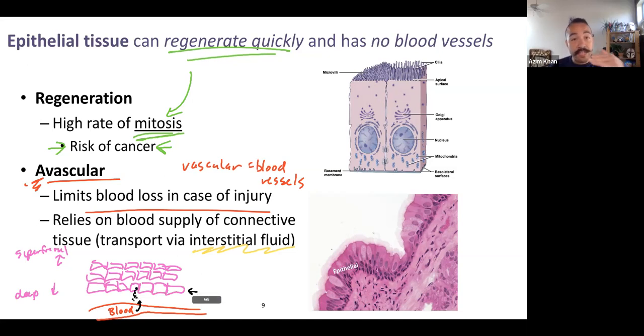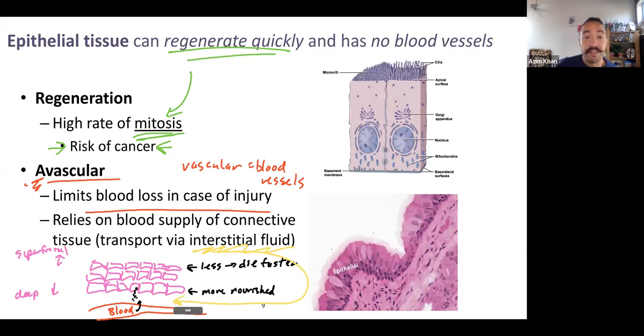The epithelial cells that are deeper are more nourished. They get nutrients more easily. The ones that are more superficial are less nourished. They die faster, which is actually fine. They are more superficial, they're more expendable. They scrape off like scales and they're protecting the deeper layers. They're doing their job. So it's actually a great thing that the superficial layers die quickly. They're not getting as many nutrients. Just want to point out interstitial fluid. But yeah, it's a good thing that they're dying quickly because they're protecting us.